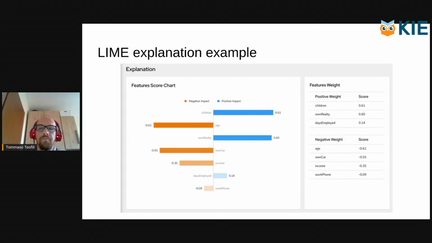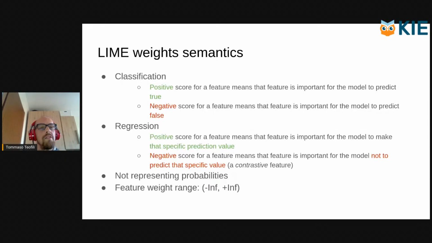So the semantics of Lime. So what we mean with positive and negative scores. So when the model to be explained is a classification model, so it's a classifier, like in the credit card approval system, the positive score for a feature means that the feature is important for the model to predict true. And negative, of course, means that the feature is important for the model to predict false.